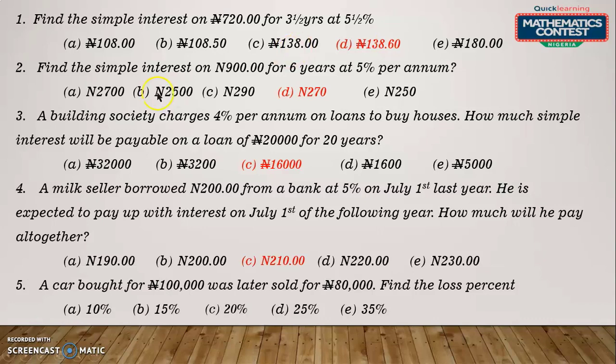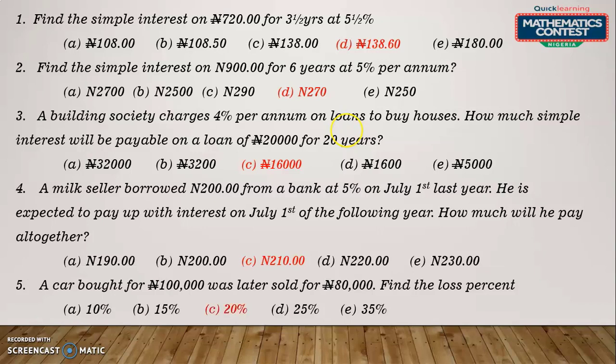Now, observe something. A milk seller borrowed 200 naira from a bank at 5% on 1st of July last year. He's expected to pay up with interest on 1st of July of the following year. It just means a 1-year period. How much will he pay? Is 200 times 5 times 1 over 100. How much will he pay back altogether? Actually, the interest here is 10 naira because 200 times 5 times 1 over 100 is 10. So 10 naira plus the amount borrowed, which is 200 naira, so 210 naira.